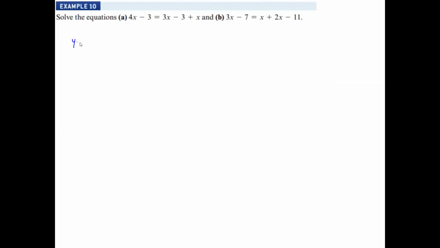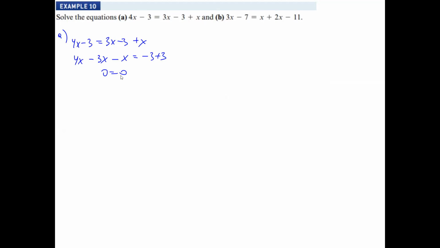So 4x minus 3 equals 3x minus 3 plus x. So what do we do? We transfer everything with x to the left, for example. So 4x minus 3x minus x equals, what is it? Minus 3 plus 3. So what I have is 0 equals 0. So that is an identity.